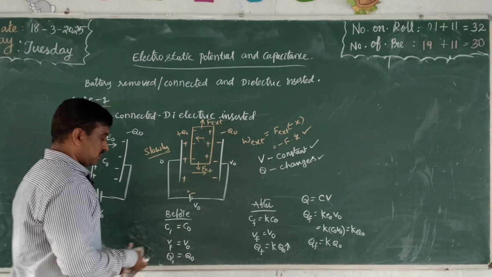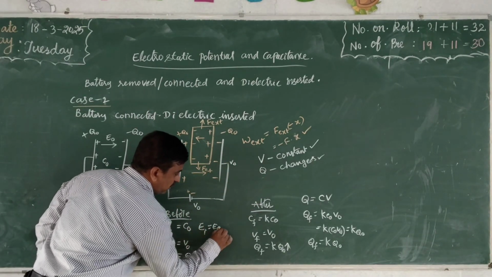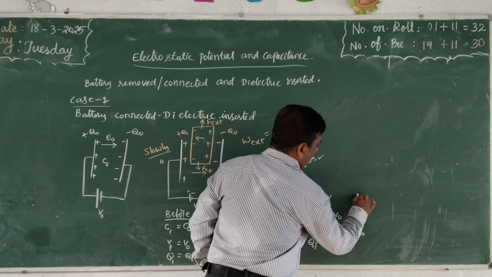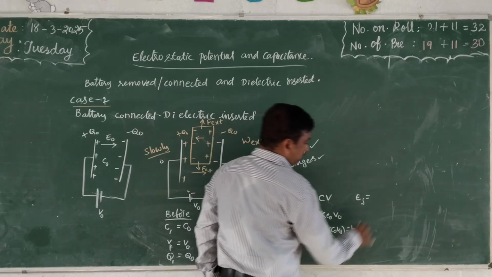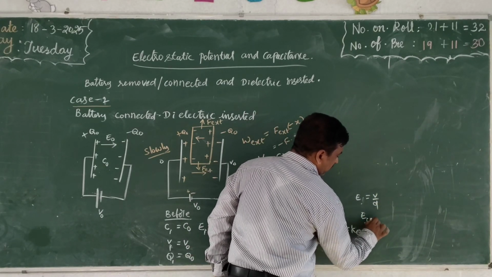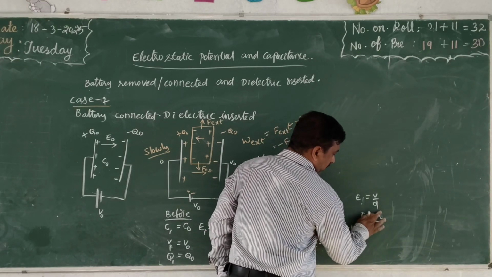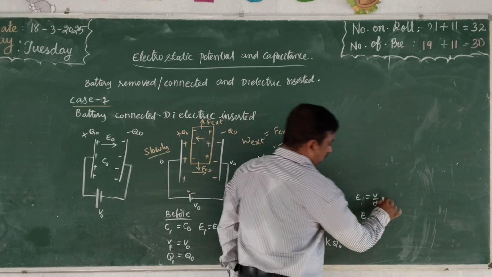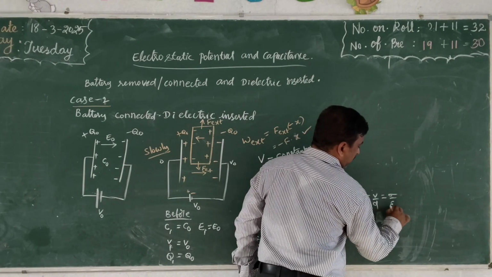When charge increases K times, what about the electric field? Initial electric field is E naught. What is the final electric field? Electric field means V by d, and the final potential is V naught. Or we can use another formula, electric field equals sigma by epsilon naught. One formula is V by d, and the other is sigma by epsilon naught.